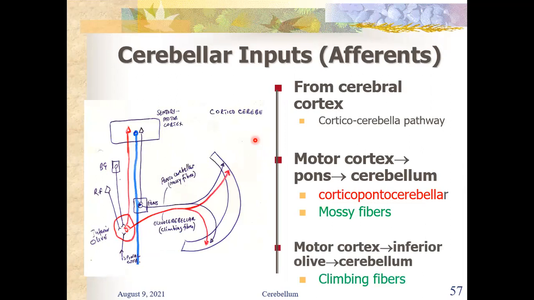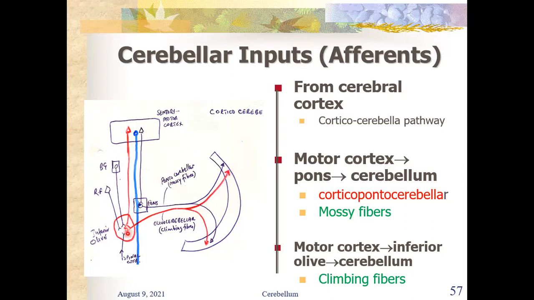So we have also pathways from the motor cortex to the inferior olives. If you look at the diagram here, the motor cortex is located superiorly. So we have fibers from the corticopontocerebellar tracts, from the cortex to the pons and then to the cerebellum. So we also have motor information coming from the motor cortex and sensory cortex to the olives, the inferior olivary nucleus, and then extending to the cerebellum.